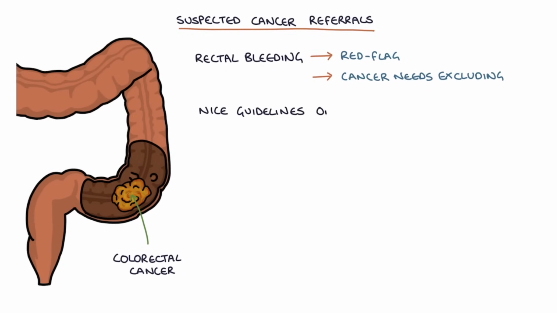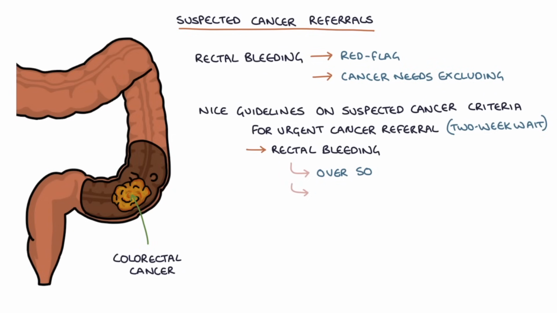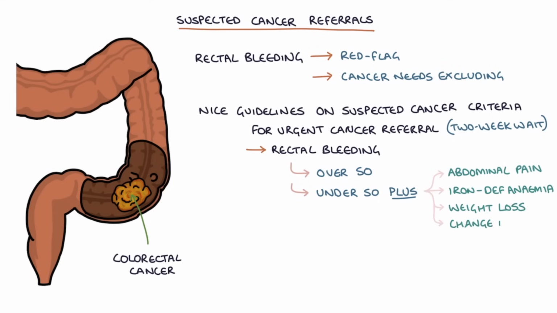The NICE guidelines on suspected cancer give the criteria for an urgent cancer referral, called a 2-week wait referral. In someone presenting with rectal bleeding, these criteria are anyone over the age of 50 with unexplained rectal bleeding, or anyone under the age of 50 with rectal bleeding plus abdominal pain, iron deficiency anemia, weight loss, or a change in the bowel habit.